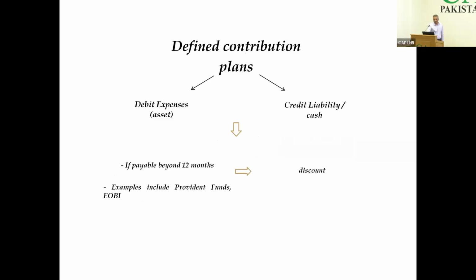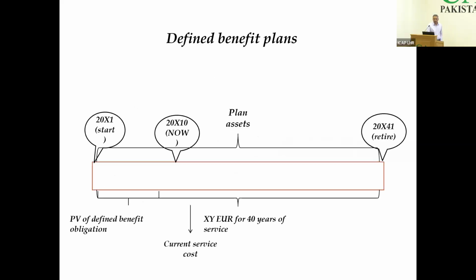Here is the defined contribution accounting, as I already explained, there is no problem. And here is the defined benefit plan. Basically, defined benefit plan accounting is based on the projected unit credit method. What is the projected unit credit method? Basically, you determine what benefit you are going to pay at the end of the employment to the employee, and then divide that benefit over the number of years of service.